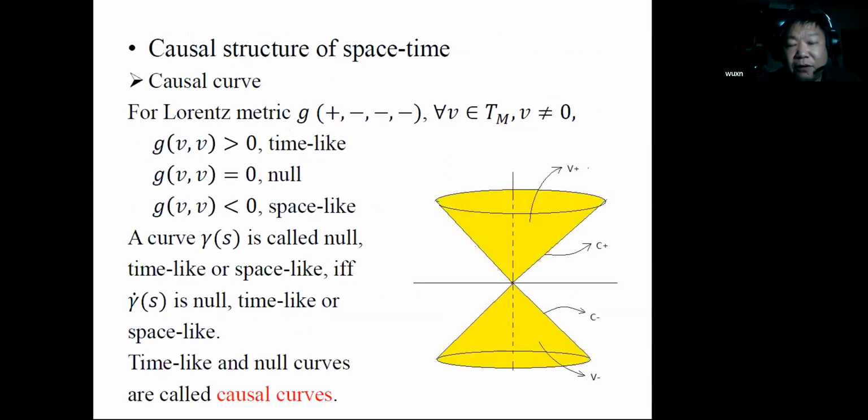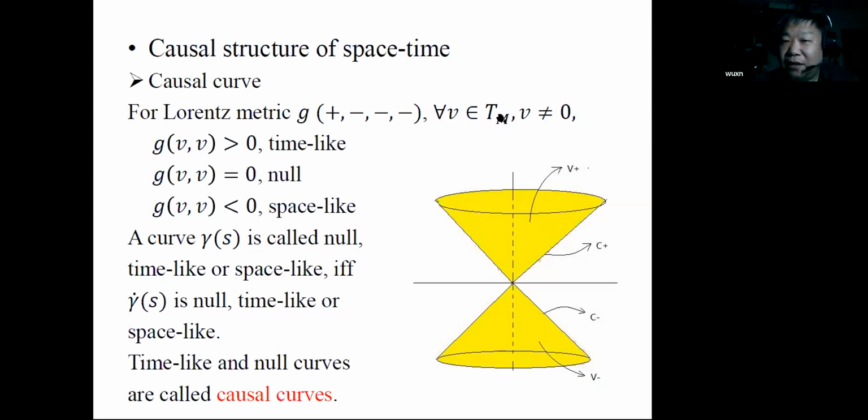Now, before we introduce our results, let us recall some basic knowledge about the causal structure of spacetime. First we should say what a causal curve means. If we have some Lorentz metric, we use the signature plus minus minus minus, which is a convenient way.